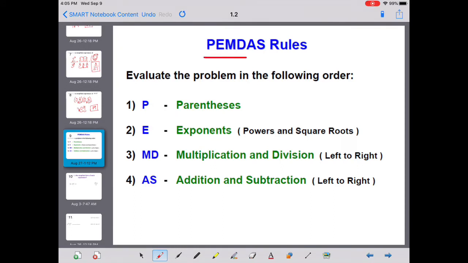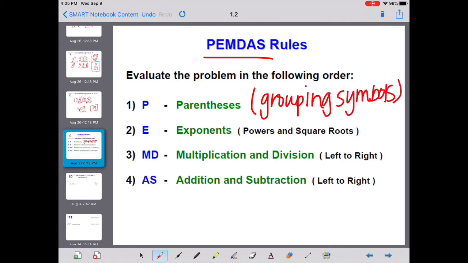The P in PEMDAS stands for parentheses, which really is any grouping symbols. Okay, we talked about some of those yesterday. Those could be parentheses. They could be the square brackets. They could be the cool wiggly brackets. Any kind of grouping symbols go here first.